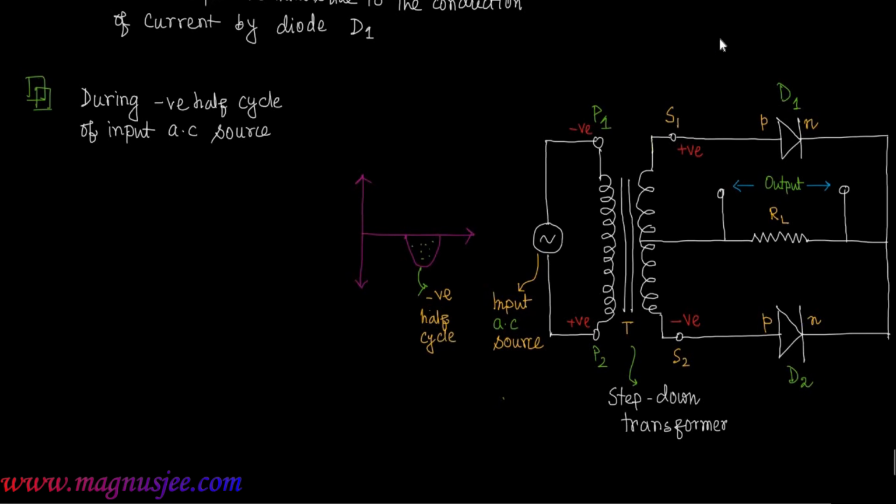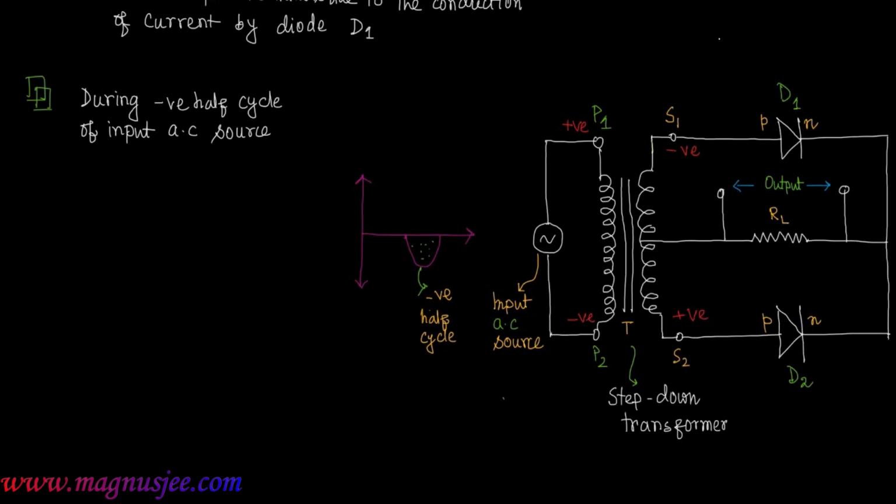Negative half cycle, and in that case terminals P1 and P2 will have the reverse potential. P1 will become positive and P2 will become negative. Here you have to draw the diagram again. So if you have time, then you can explain the negative half cycle also. P1 will have positive potential and P2 will get negative potential, and S1 will get negative potential and S2 will become positive due to mutual induction.